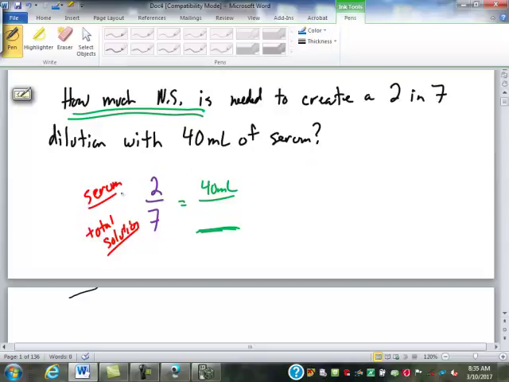But let's convert our ratio here. We're going to do it to serum to NS. We're still going to have 2 parts serum. How many parts of that normal saline are we going to have? 5. Good. If it's 7 total parts, and 2 of those parts are serum, 7 minus 2 makes 5 parts that must be water.